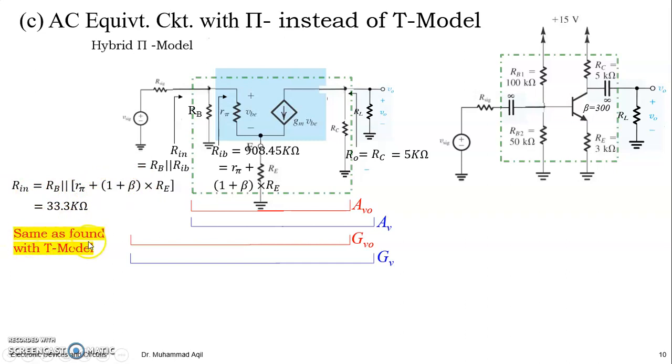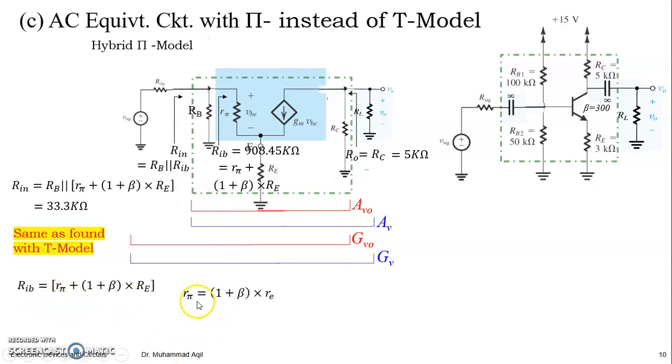So it's the same as found with T model. How? Because we cannot see a similarity here. Abstractly we cannot see, but in detail we can see, right? R pi plus 1 plus beta times RE. This is RIB, right? Let's play with it to see whether we can find a relation of input at the base for the same amplifier. Input resistance at the base while using pi model, and input resistance at the base while we had used T model.